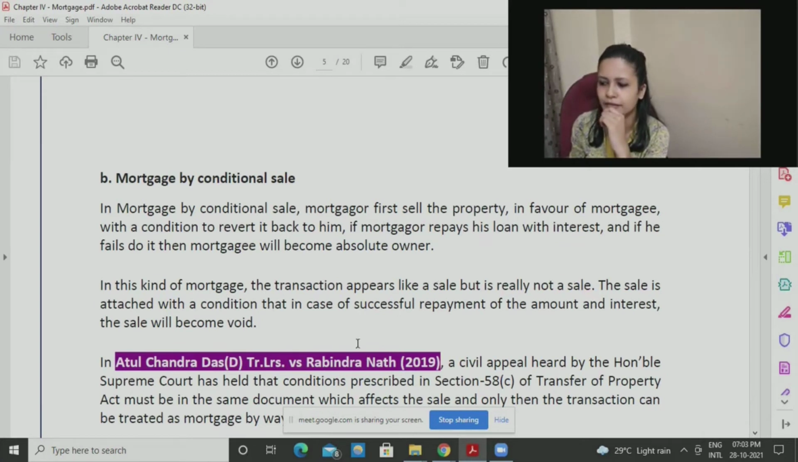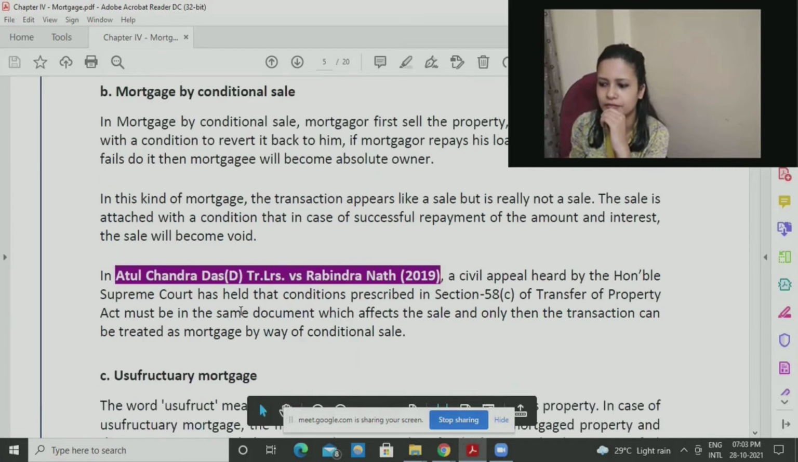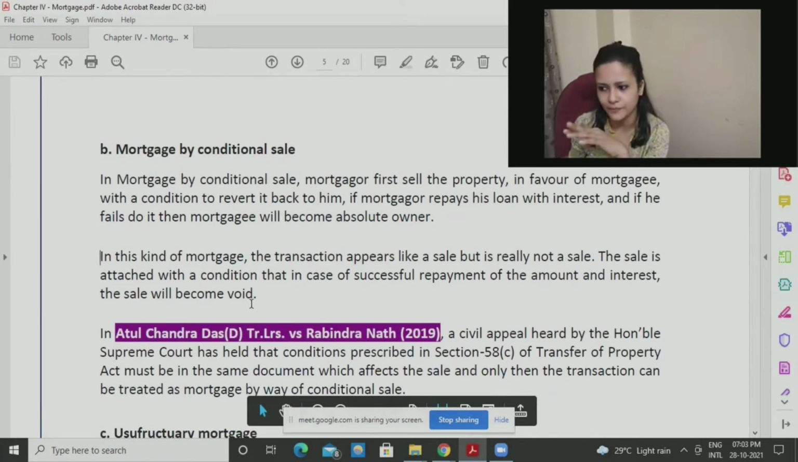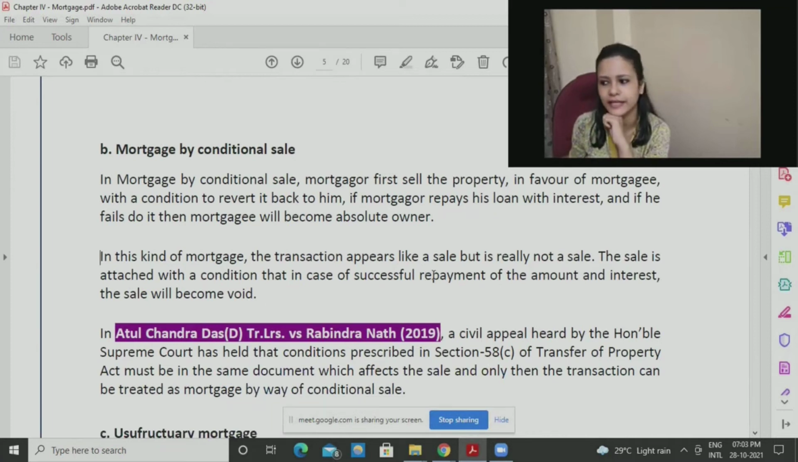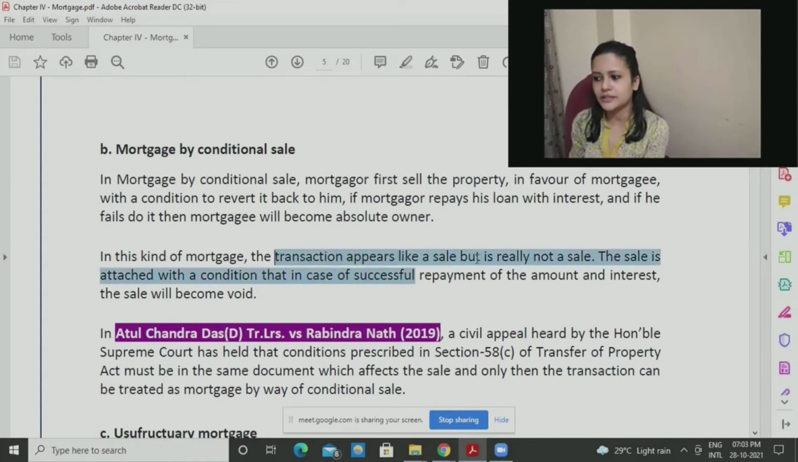Yeah, we have these differences also. We will discuss that. Actually, there are two different types where the sale is taking place, so we will discuss the differences, and there I'll tell you what the situation is. Yes, so here also there is a sale taking place, but it is a conditional sale. A condition is being imposed. In this kind of mortgage, the transaction appears like a sale.